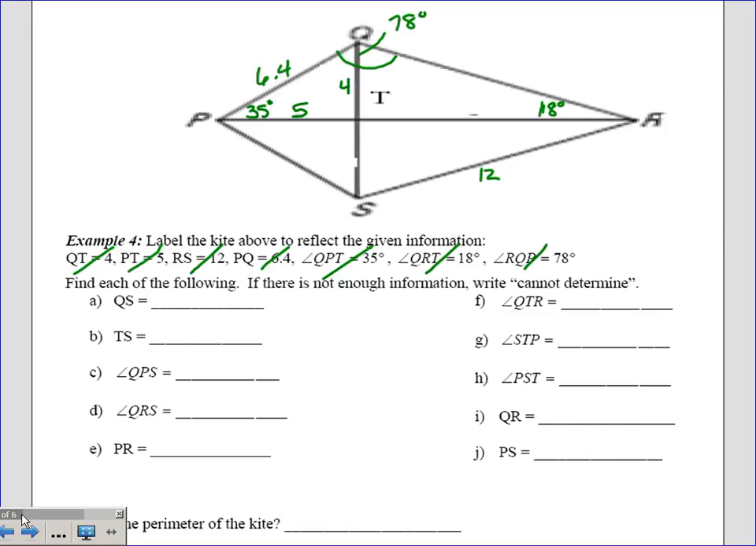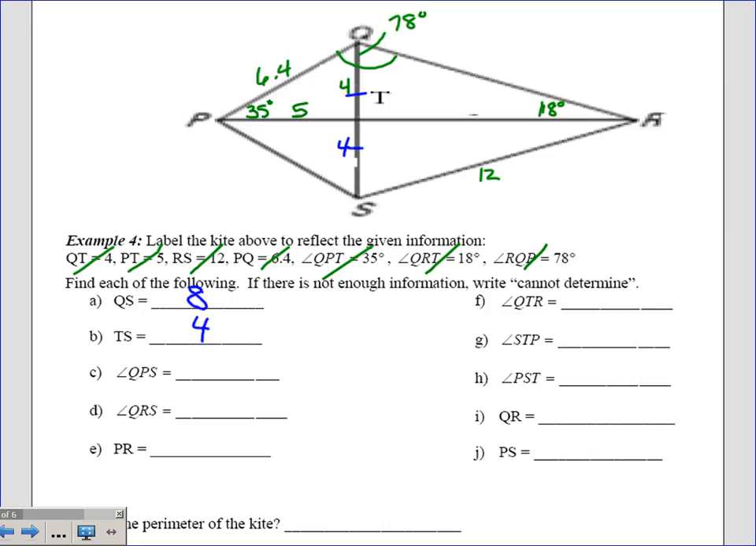Now we have to see if we can include anything extra. So it asks for QS. Can we figure out what QS is? Yeah, because these two are bisected. If that's 4, this has to be 4. QS is 4 plus 4, so that would be 8. TS, well, that's 4. We just figured that one out, because if we know what QT is, then we can figure out what TS is.